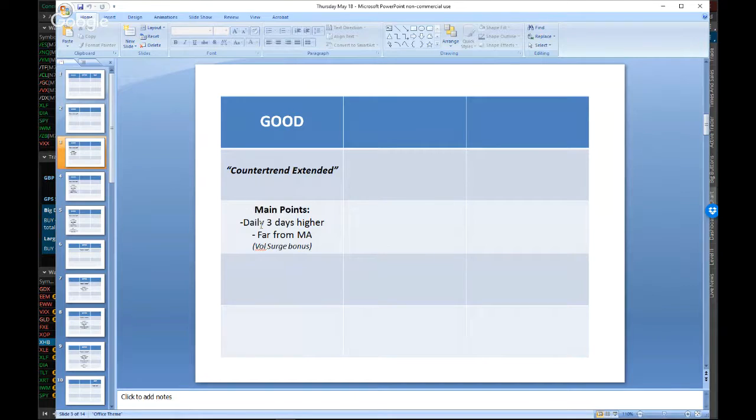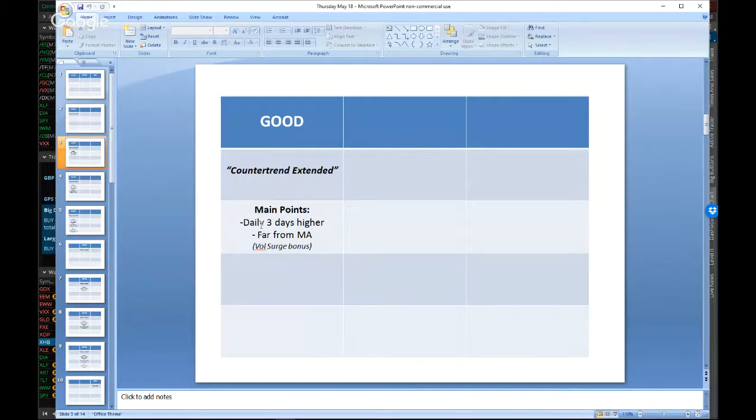Now, first part, we'll focus on the daily chart. We want at least 3 days higher. And it's not just one move of 3 days. We're looking for something abnormal. If you're believing that a stock is about to change trends, then the most common thing to look for is that it gets extended. Now, how do we define extended?